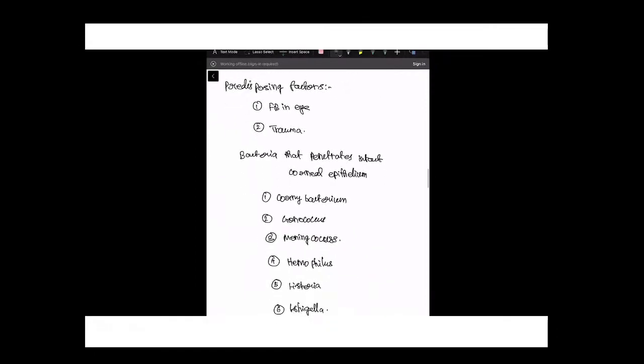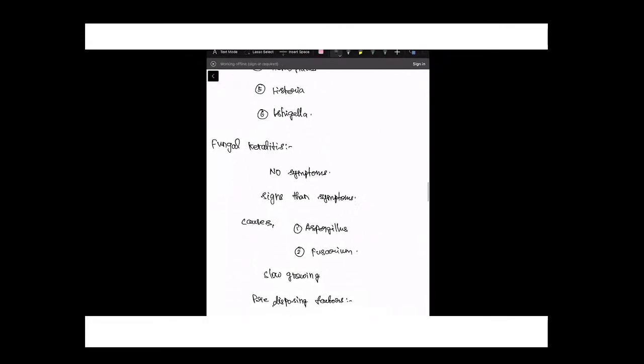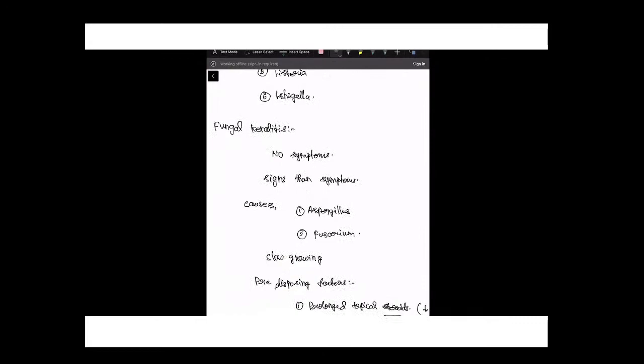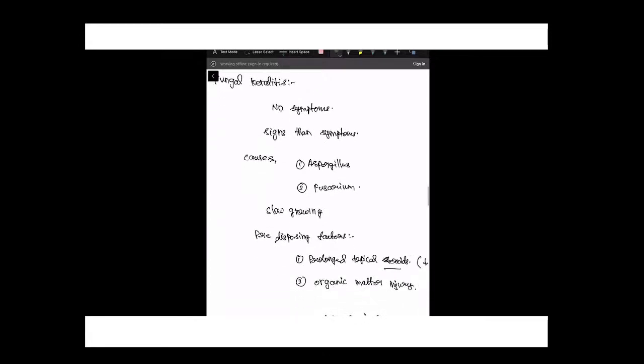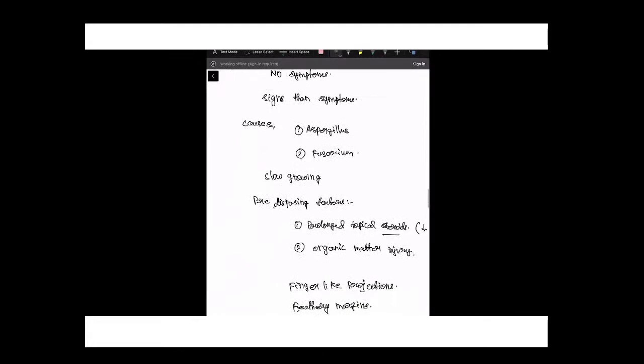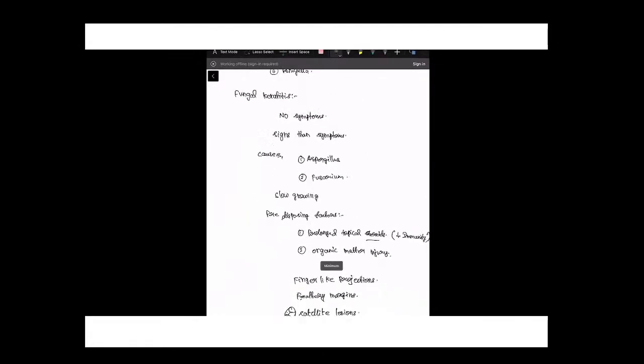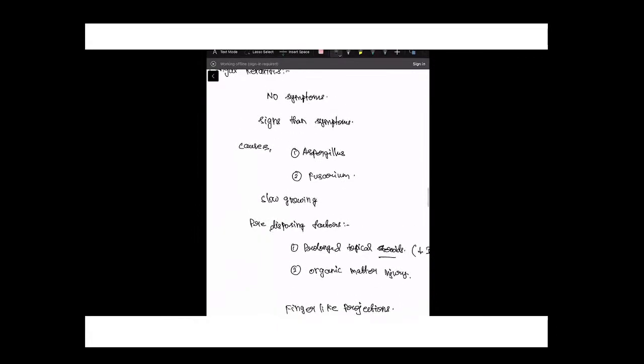Predisposing factors for a bacterial ulcer are going to be a foreign body in the eye or trauma. Fungal keratitis, usually there are no symptoms. We are going to get a lot of signs rather than symptoms. Usually the patient will present with no symptoms, and only the signs are going to be seen by a doctor. The causes of fungal keratitis are Aspergillus and Fusarium. Usually fungal keratitis is a slow growing one.